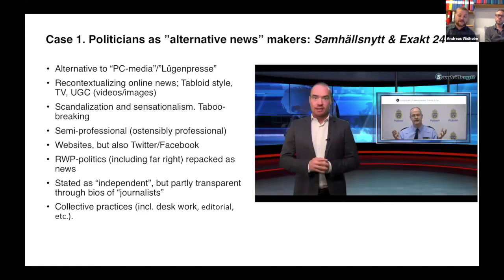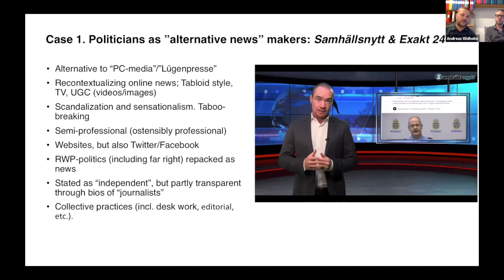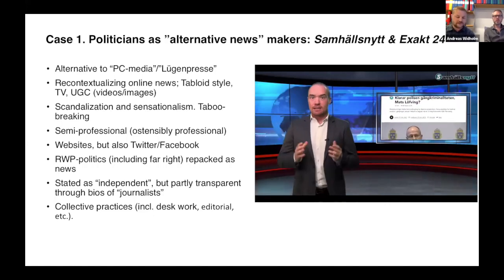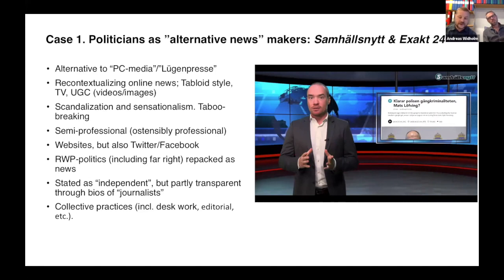The 2 sites are alternative or self-referenced correctives to politically correct media or Lügenpresse, the idea that legacy media and particularly public service in the Swedish case are concealing the truth from citizens, and that these news sites provide uncensored news that legacy media doesn't cover in their daily news feeds. They build on 2 practices. They recontextualize online news, and they build news around user-generated content, primarily images and videos circulating on social media sites, but also provided to these sites.